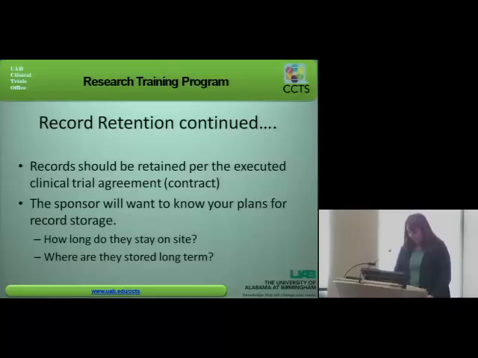So record retention, as we continue on, sometimes the sponsors will ask sites to hold on to records for longer than FDA guidelines. This is okay, but it's not okay to destroy records sooner than the FDA states. It's a good idea to have an SOP for record retention and to have a standardized location for where your records will be kept. Generally, records should be maintained based on the clinical trial agreement.